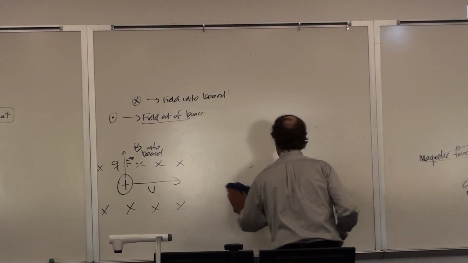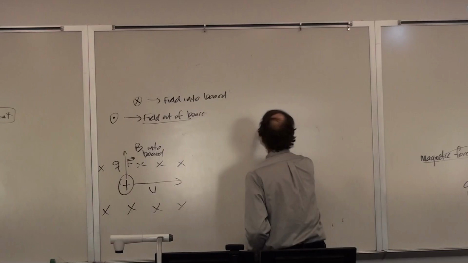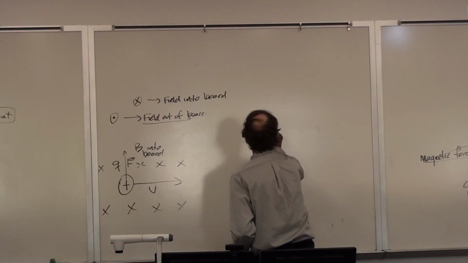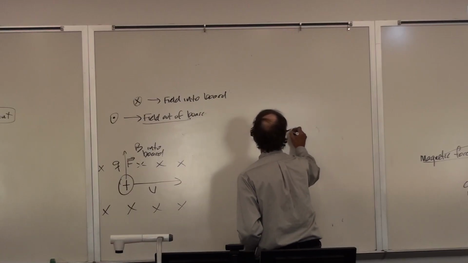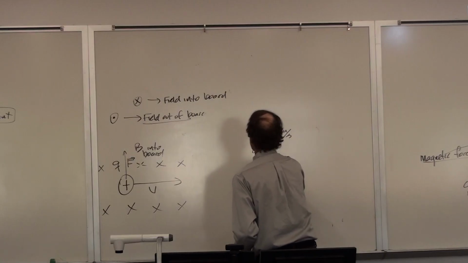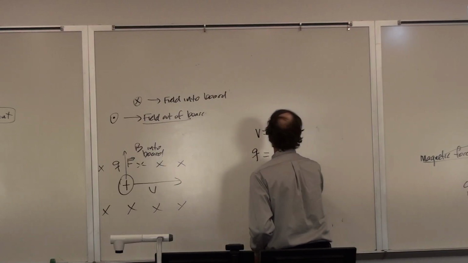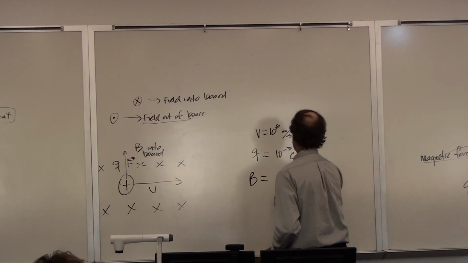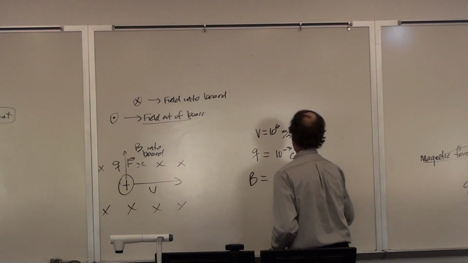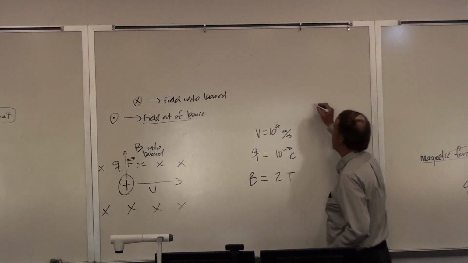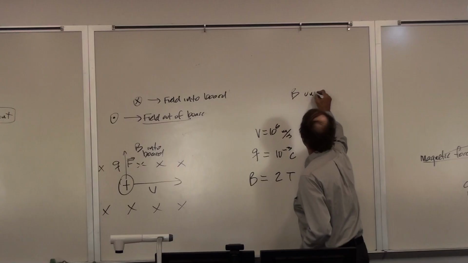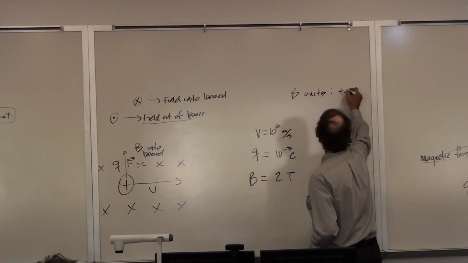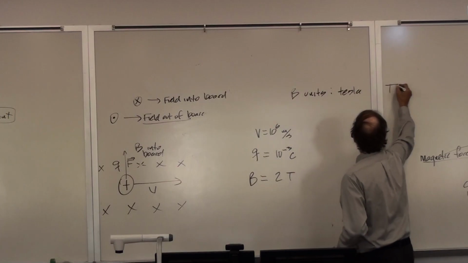Let's say that the velocity, v, is 10 to the 6 meters per second. Let's say the charge is equal to 1 millicoulomb. And let's say the magnetic field is equal to 2 Tesla. Now, the units for a magnetic field are the Tesla. So that's given a symbol T.